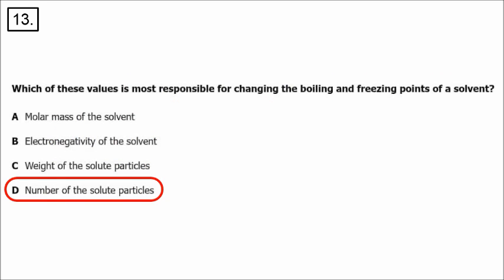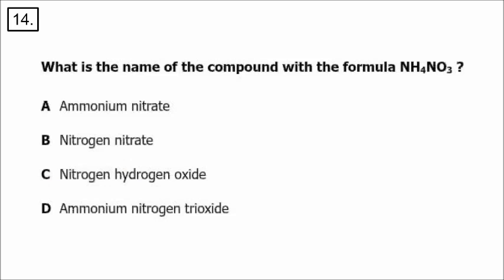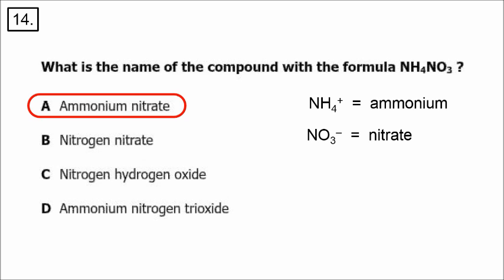The correct answer is D, the number of solute particles. So that is the most important value responsible for changing the boiling and the freezing point. How much we have, the number of solute particles. Question 14. We are given a chemical formula, NH4NO3. We should recognize that NH4, which has a positive charge, is called ammonium, and that NO3, which has a negative charge, is called nitrate. So correct answer is A, ammonium nitrate.